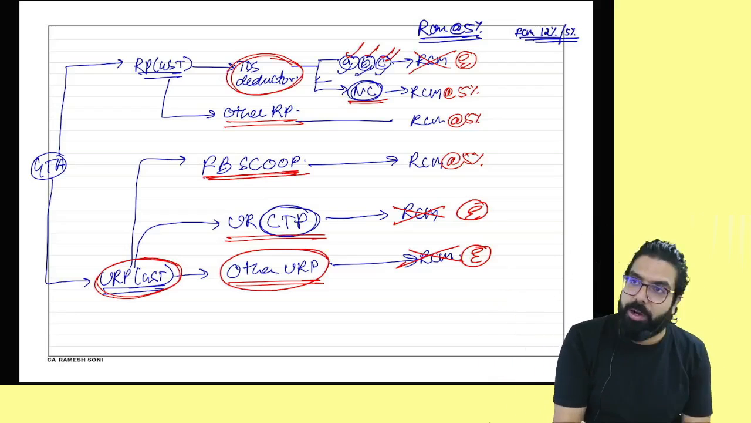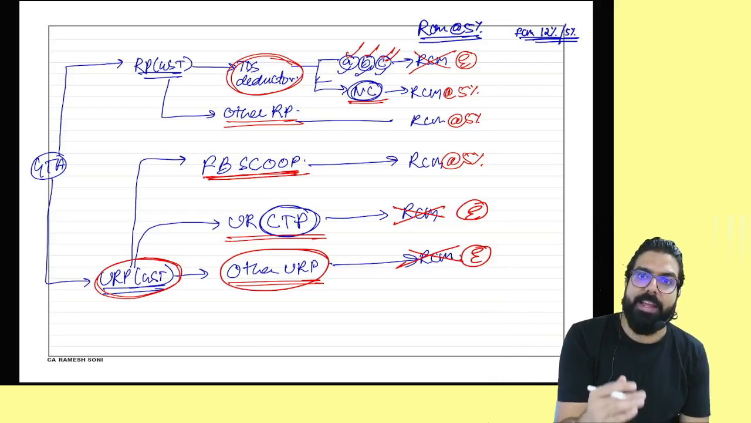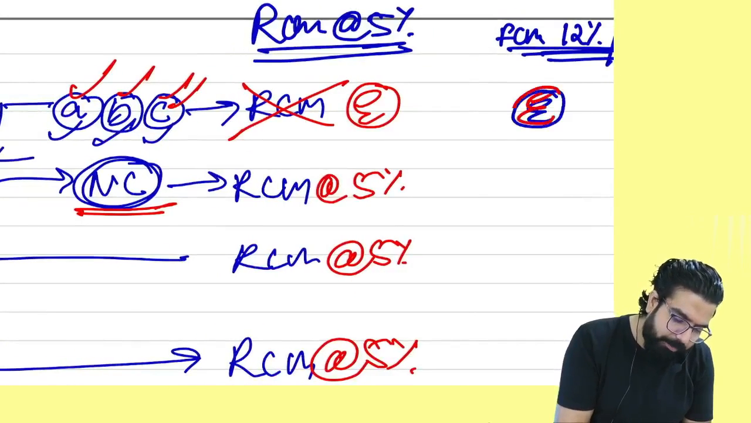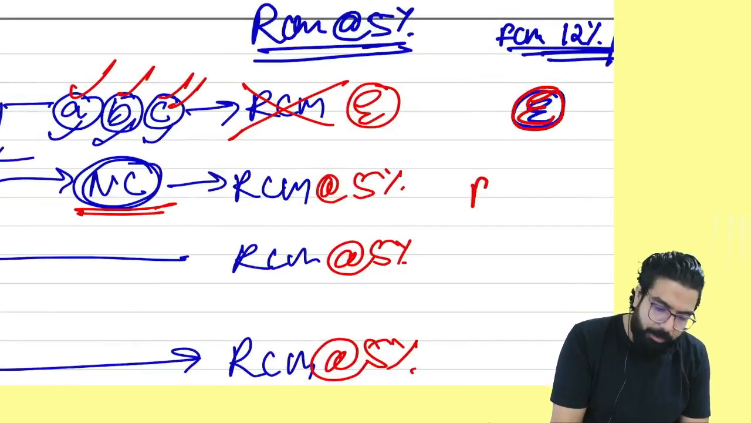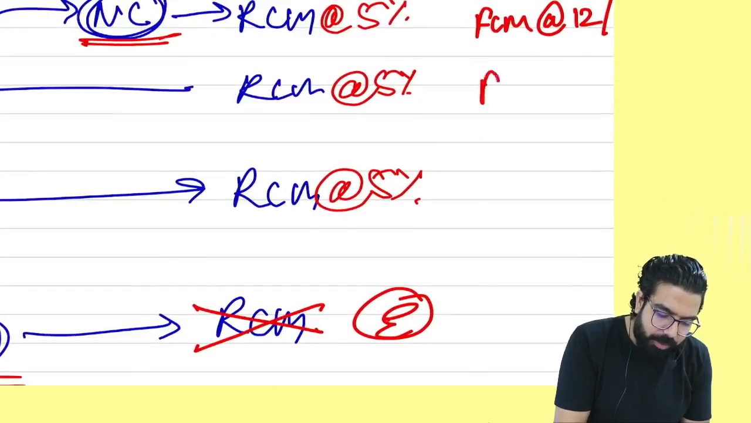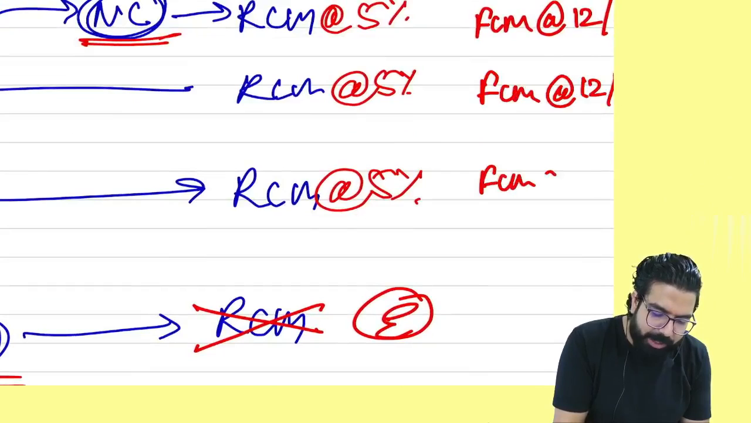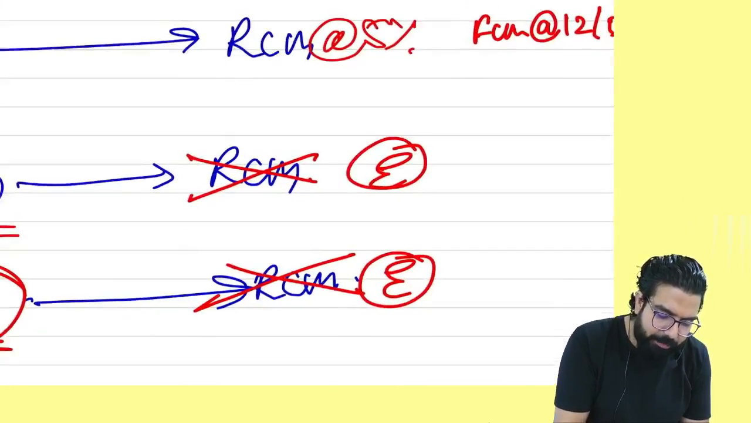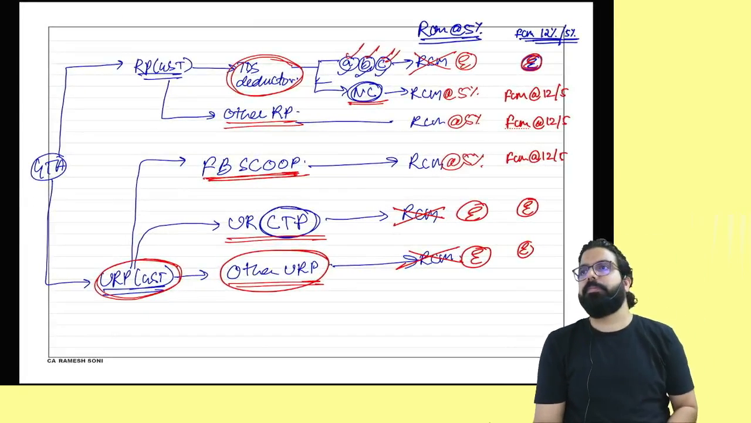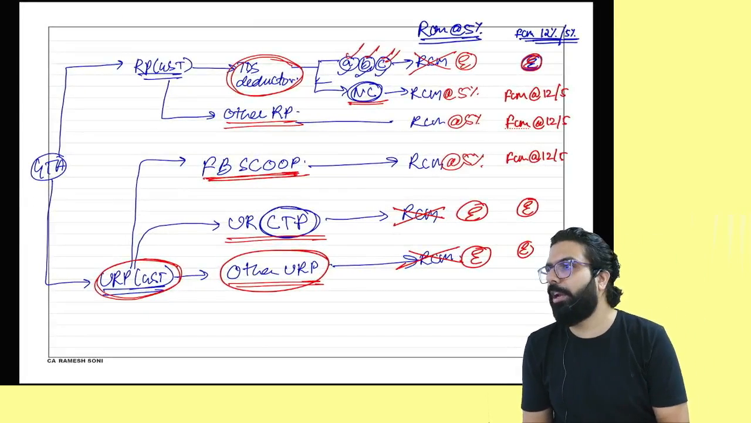So sir, you know what, everyone? Even if you are a GTA under forward charge mechanism, this is always exempt, means here also exempt. Here it will become what? Forward charge mechanism at the rate of 12 or 5. Here it will be exempt and it will be exempt. Are we all clear with this point? Can we go ahead, everyone?